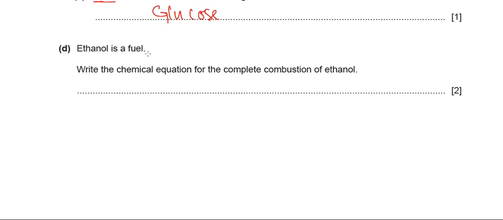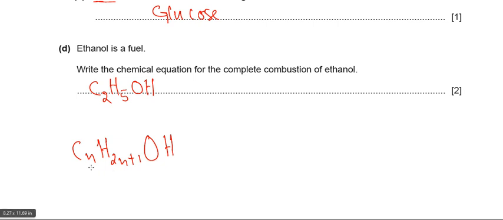Then it says ethanol is a fuel. Write a chemical equation for the complete combustion of ethanol. The formula of ethanol you can get from above, or maybe you remember it is C2H5OH, or by using the general formula CnH2n+1OH. How? Because eth means 2 carbon atoms, so if I replace the value of n by 2, it will be C2, then 2 times 2 is 4 plus 1 is 5, and OH. So you can easily get the formula of ethanol.